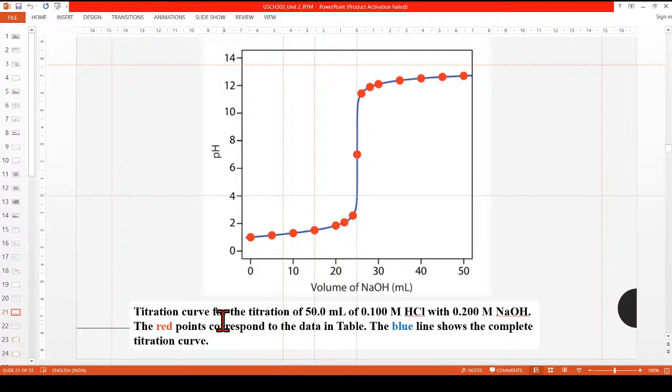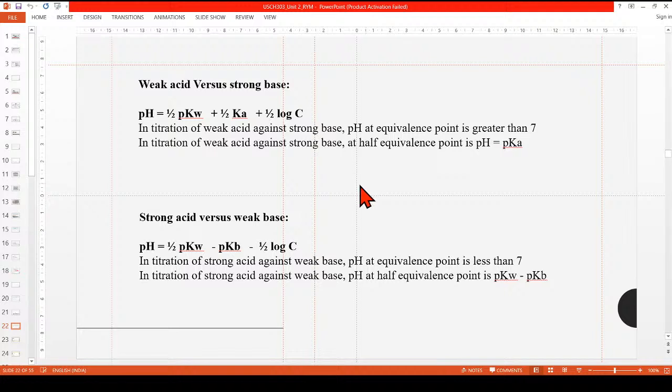So this is the titration curve for acid-base titration, where you can easily see that before the neutralization point, before the equivalence point, your solution is strongly acidic. And after the neutralization point, your solution is strongly basic. So this is the strong acid versus strong base type of titration. For other combinations, just remember this strong acid strong base concept.